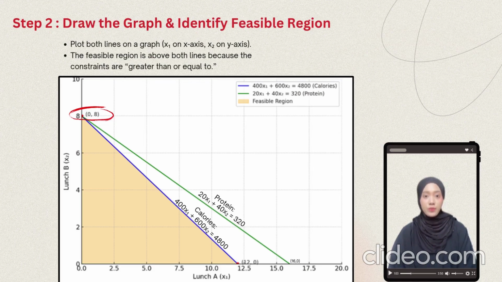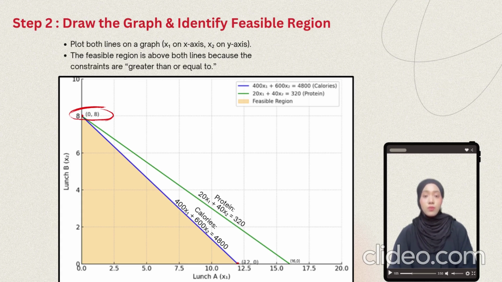Now, moving to step 2, we take the two constraint equations and draw them on the graph using the intercepts we found in step 1. So the first line, 400x1 plus 600x2 equals 4,800, goes through the coordinates (12, 0) and (0, 8) with a blue line. The second line, 20x1 plus 40x2 equals 320, goes through (16, 0) and (0, 8) with a green line.